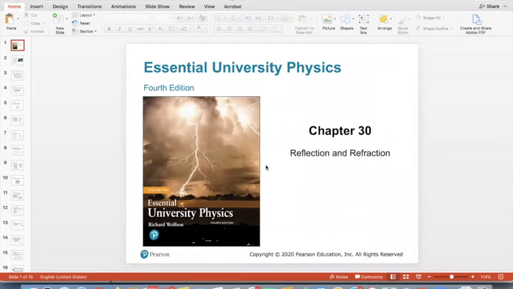Really the only formula we need out of here is Snell's law. I'm going to go through some interesting stuff from the chapter. I'm just going to use the PowerPoint here. We won't even write anything down. But really the only formulas you're going to need are Snell's law and our critical angle.